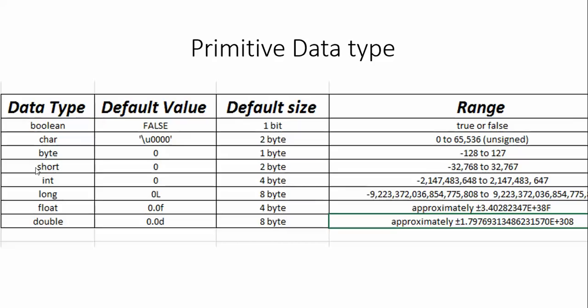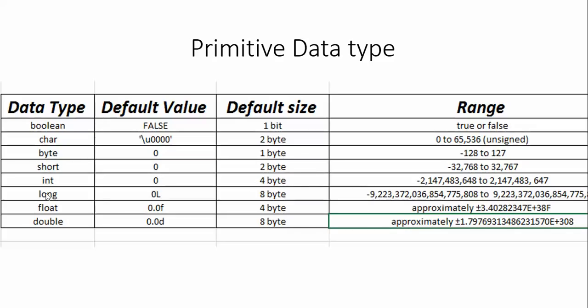But if you know your value will go beyond 127, then you have to use short. Short will take 2 byte of memory and it contains this range minus 32,768 to plus 32,768. But again, if you know your value might cross this range, then you can use int. Int has a very wide range, as you can see, and it takes 4 byte of memory.